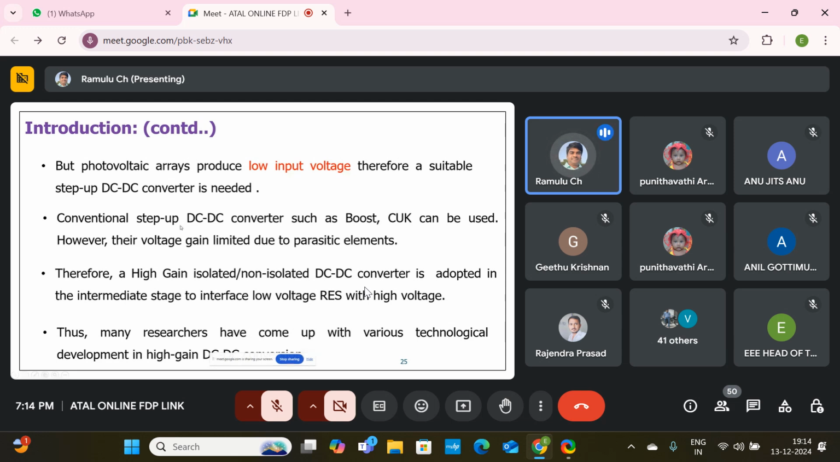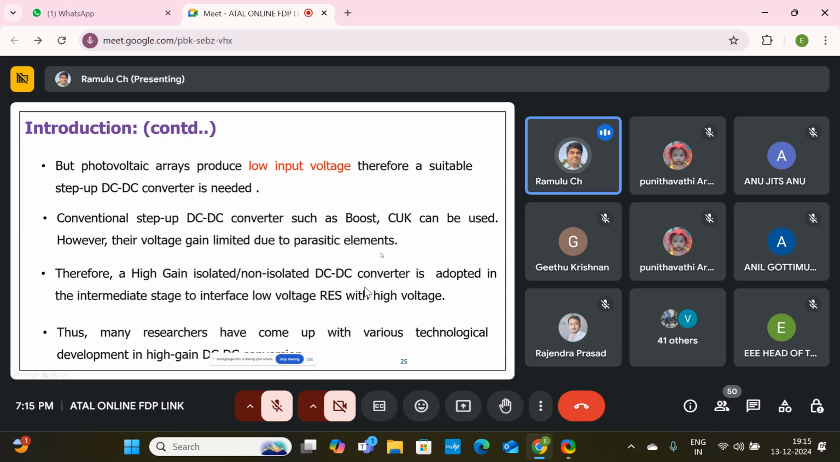Then coming to the conventional step up DC to DC converter such as boost: already, at the time of my BTech, I studied the boost, buck, and buck-boost converters. No doubt we can use them wherever you require boosting. If the input is low and your requirement is high, we can use boost. But there is a voltage gain limit. Suppose 40 is there, I can increase up to 100 or 200 or 250 only, not more than that. If I want 40 to 400, that is not possible with these boost converters. That's why I mentioned here the voltage gain is limited due to parasitic elements.